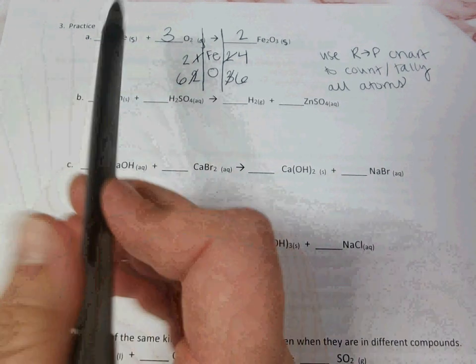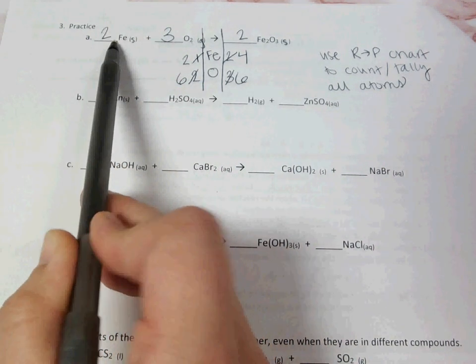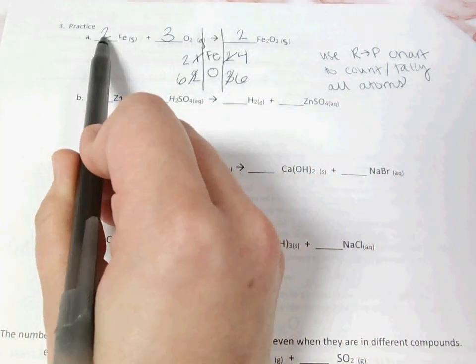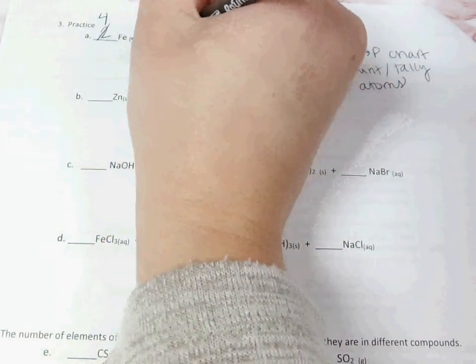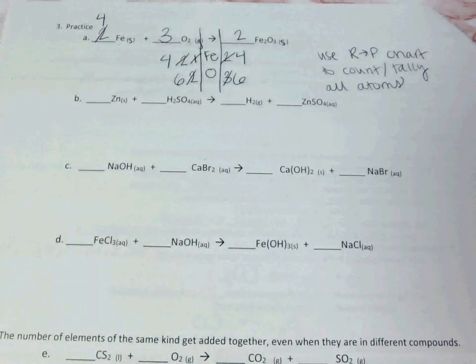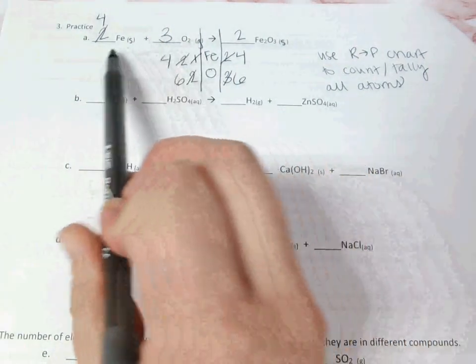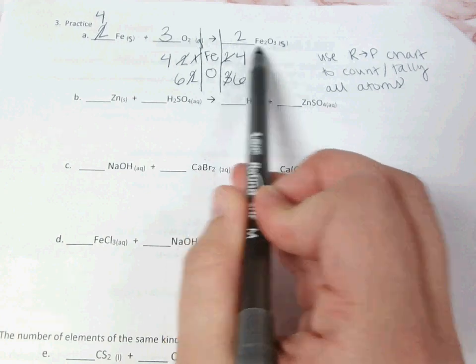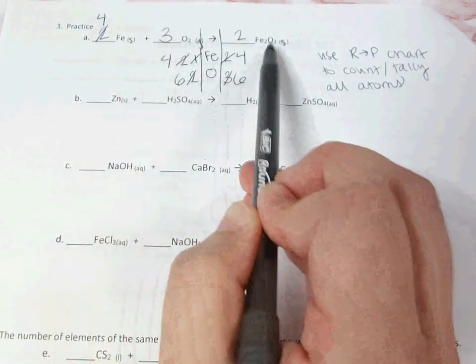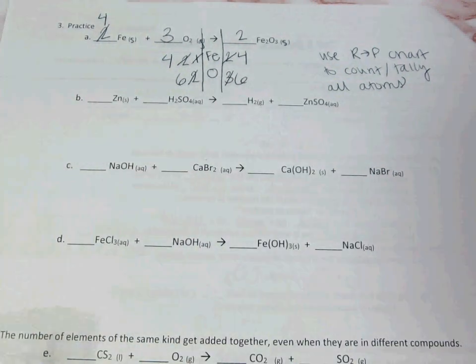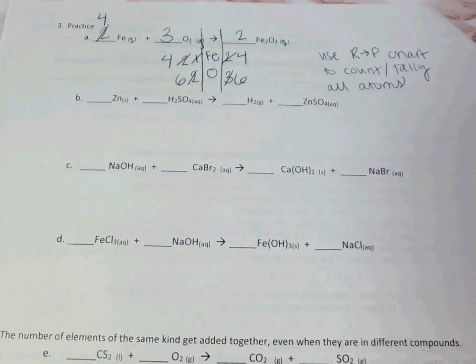And then the last thing I need to do is, since iron is by itself, I can change that coefficient to be exactly what I want it to be, which in this case I need it to equal 4, so I will change the coefficient to 4. So I'll cross that out. And I have 4 iron atoms on my reactant side, 4 iron atoms on my product side, 6 oxygen atoms on my reactant side, and 6 oxygen atoms on my product side. That is what we call a balanced equation.